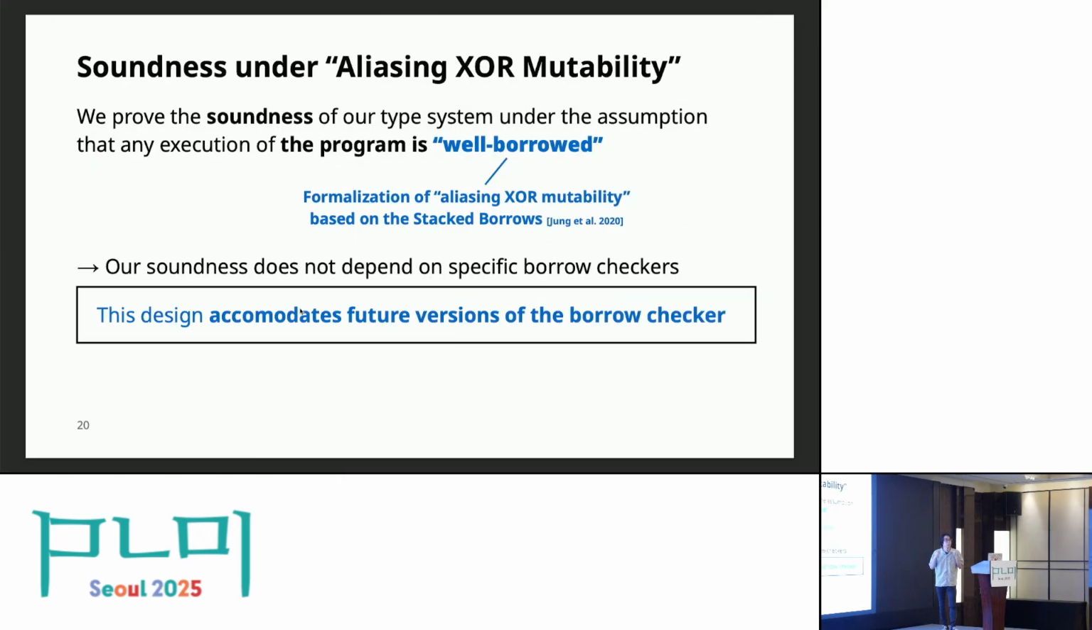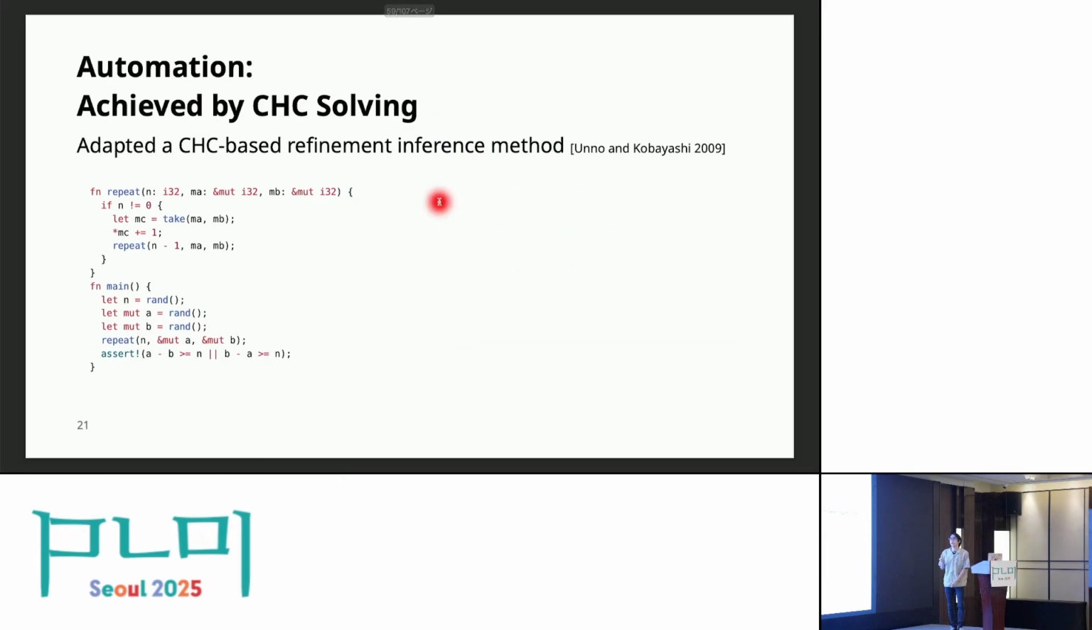So this is the overview of our type system, and we prove the soundness of our type system under the property named well-borrowedness, which is the formalization of the aliasing xor mutability property. And the important thing is that our formalization does not depend on any specific implementation of the borrow checker. This design accommodates future versions of the Rust borrow checker. And we have to talk about automation.